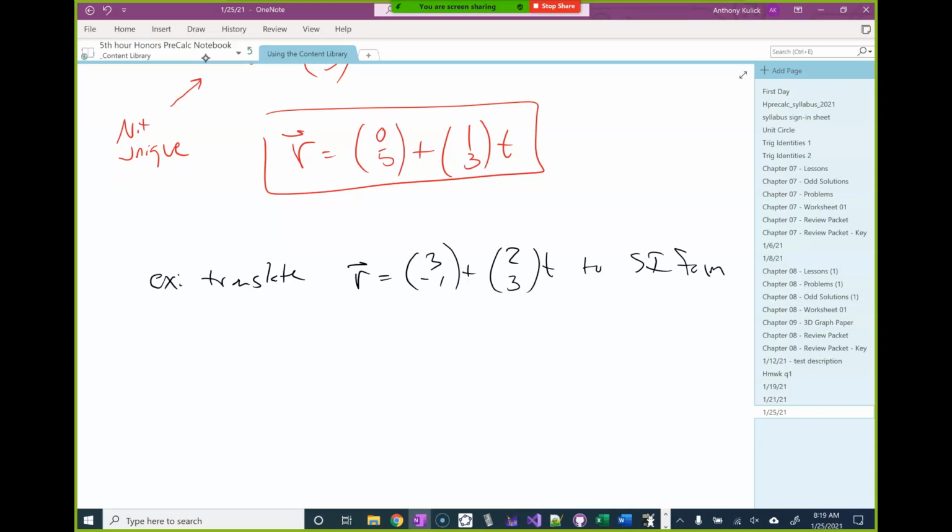So here, what's going to be easier for us to get, 2 points or a slope and a point? Okay, slope and a point. What's the slope then? It's 3 over 2. Good. And what's our point? Just 3, -1. Everybody go cool with that?